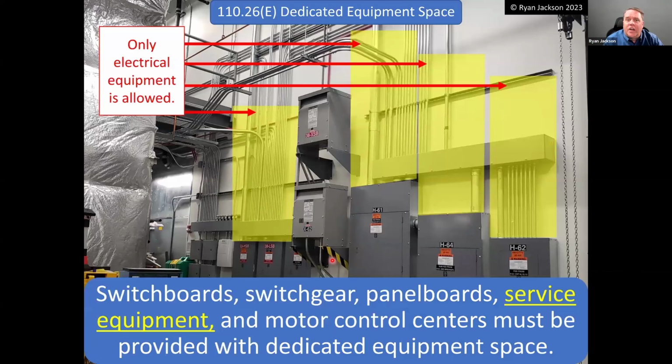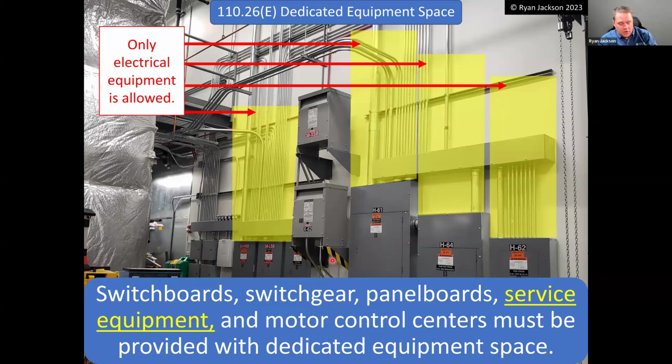The very last thing we're going to talk about today, 110.26(E), dedicated equipment space. This section tells us that switchboards, switchgear, panelboards, the service disconnect, and any motor control center have to be provided with what we call dedicated equipment space. That is directly above the equipment, just the footprint of the equipment, right? 20 inches wide by 6 inches deep or whatever, measured from the floor to the top of the equipment plus 6 feet. That space is for electricians only.